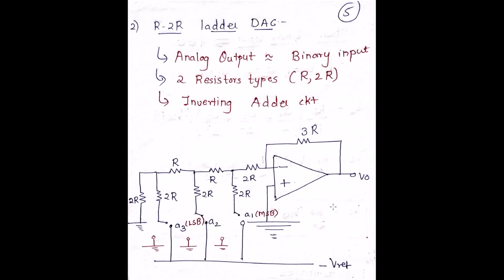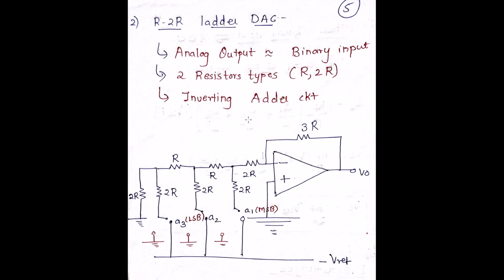So let's try to understand the R2R ladder DAC. What do we mean by R2R ladder DAC? The R2R ladder DAC basically converts my digital input, or the binary input, into my analog output. There are only two kinds of resistors, one is the R, the other one is the 2R, and it basically is an inverting adder kind of circuit.